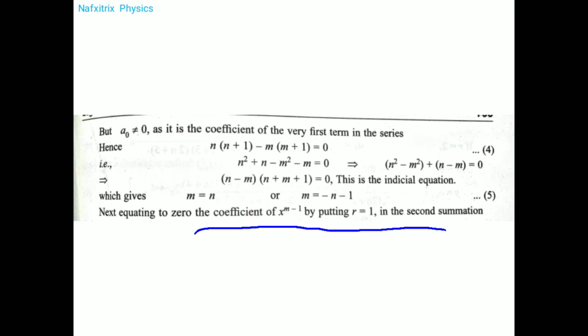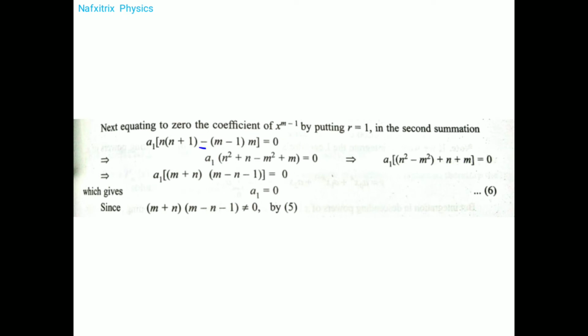So equating to 0 the coefficient of x power m minus 1 by putting r equals 1 in the second summation. In this summation, again we need to put r equals 1. If we put r equals 1, what we get is a1 with x power m minus 1, so its coefficient would be n into n plus 1 minus m minus 1 into m minus 1 plus 1. Minus 1 plus 1 gets cancelled, leaving m into m minus 1. So we get n into n plus 1 minus m into m minus 1, times a1, equals 0. This is what we get by putting r equals 1.